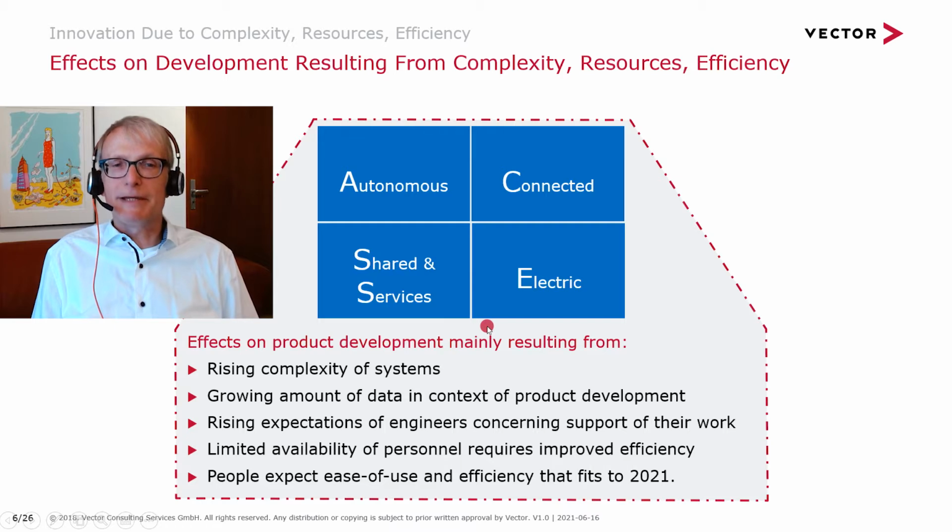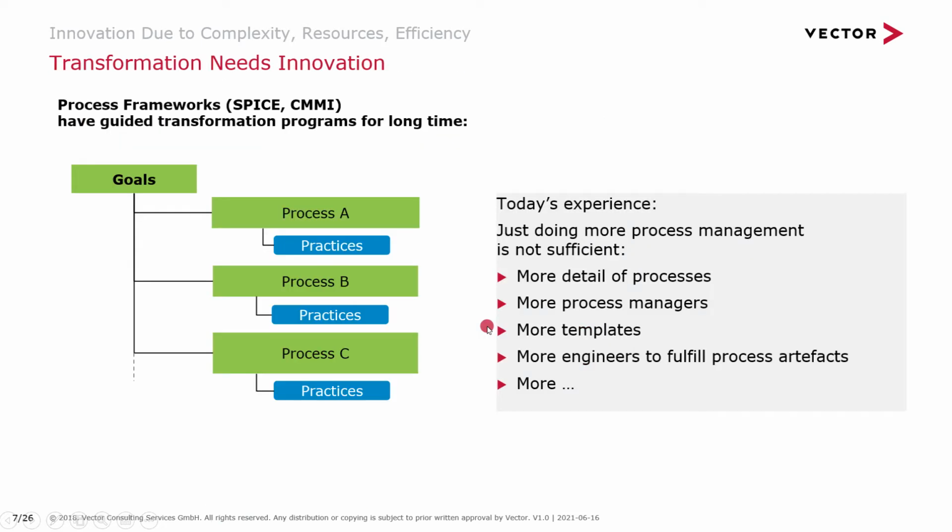On top of that, people expect ease of use and efficiency that fits to 2021. We are not in 2000, and things have changed in the meantime. So in product development transformation, there have been process frameworks like SPICE and CMMI, and they have guided the transformation programs for a long time. And this has been good. So there have been goals, there have been processes, there have been practices.